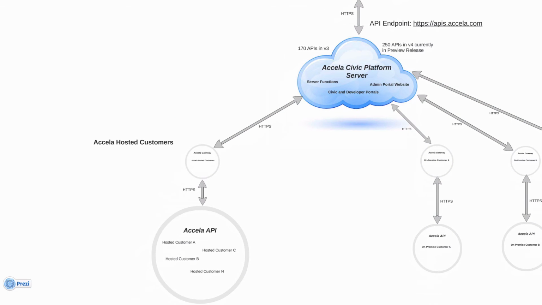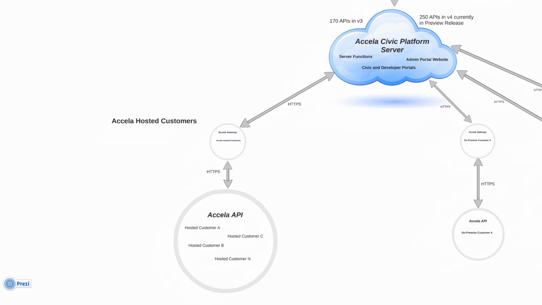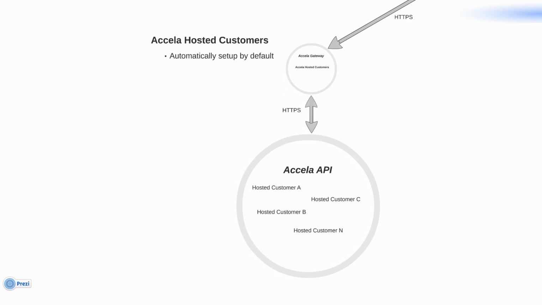Now, Accela customers can fall into one of two different buckets, Accela hosted and Accela on-premise. Okay? Accela hosted customers are those where Accela maintains the infrastructure for them to use Accela automation. These customers by default have all the necessary setup to immediately start being able to receive requests through the APIs.